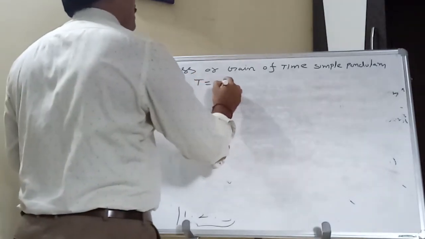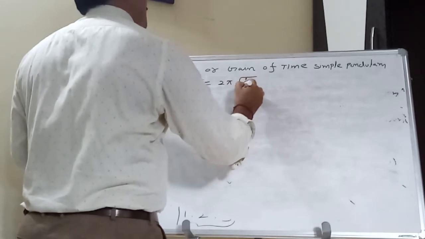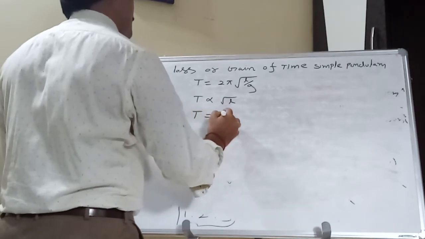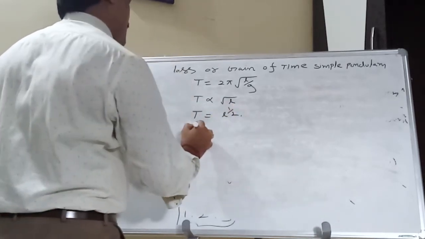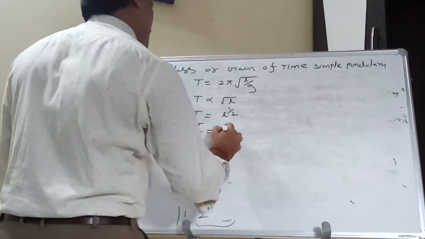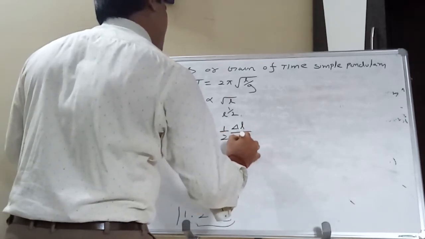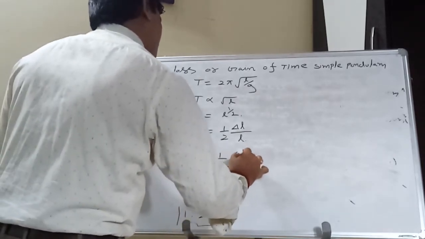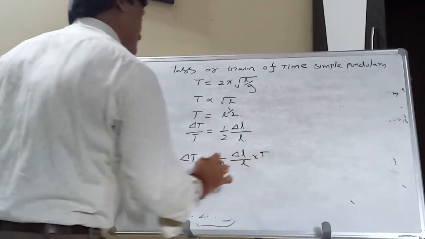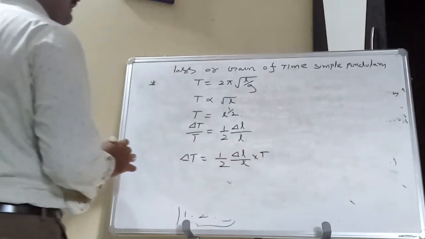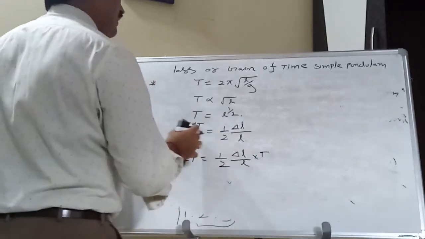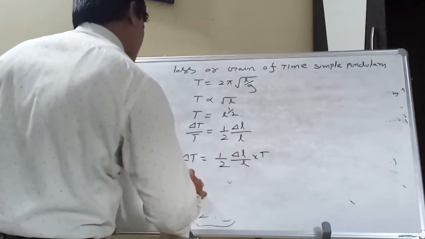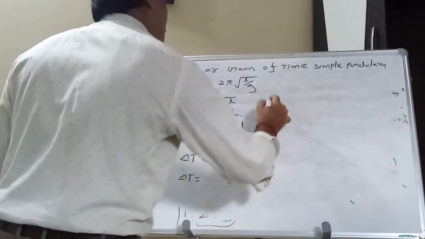T is equal to 2 pi root L by g. So T is proportional to root L, so T is proportional to L power 1 by 2. So delta T by T equals 1 by 2 into delta L by L. So delta T equals 1 by 2 into delta L by L into T.